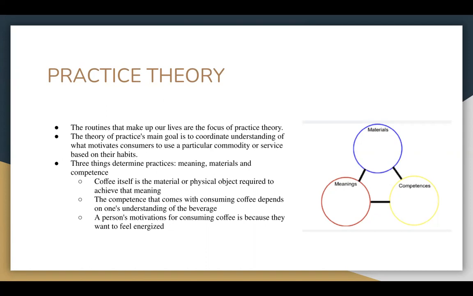Meaning, materials, and competence are the three components of practice theory. When it comes to coffee's meaning, many people associate it with a way to get through their daily lives. Coffee is the material or physical object needed to achieve that meaning, and anyone who wants to indulge in coffee can do so at a nearby cafe or coffee shop. Competence refers to one's understanding of the beverage. For example, people know that coffee makes them feel energized when they're tired, so they buy coffee whenever they feel that way.